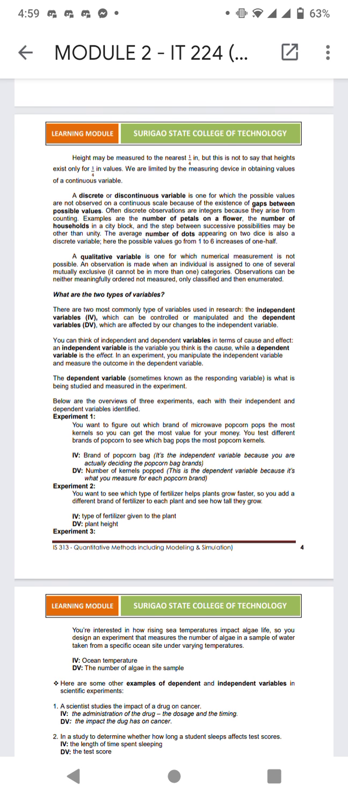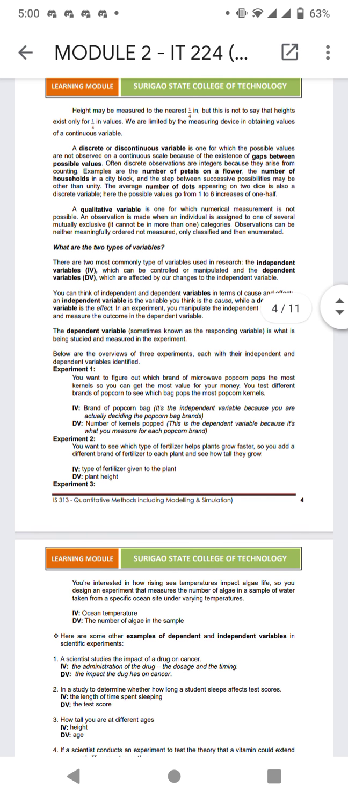You can think of independent and dependent variables in terms of cause and effect. It's the same as what I've described earlier. An independent variable is the variable you think is the cause, while a dependent variable is the effect. But the one that is being changed is the dependent variable.